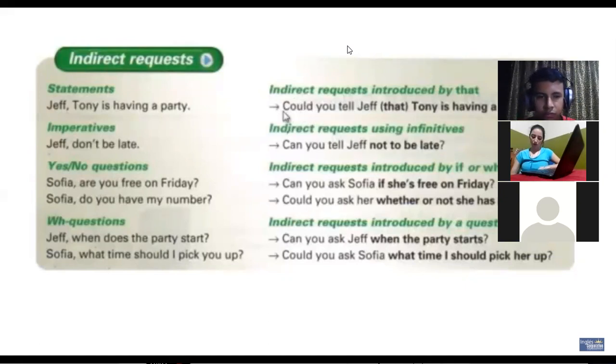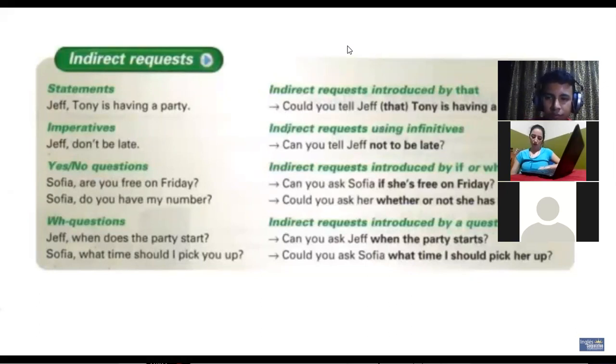We just introduce, could you tell? And here we're going to introduce the person who that message is for. So remember that what you're doing is you're leaving a message with Jeff's assistant. And then Jeff's assistant will then give that message to him. So it's quite simple, right?